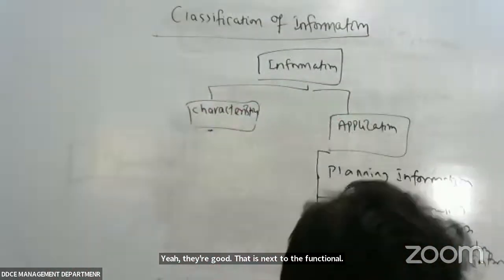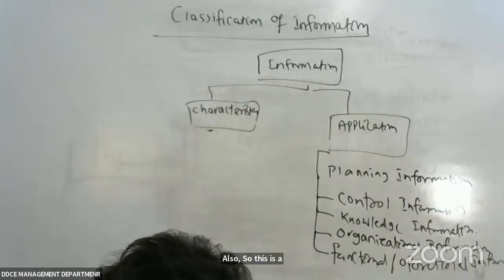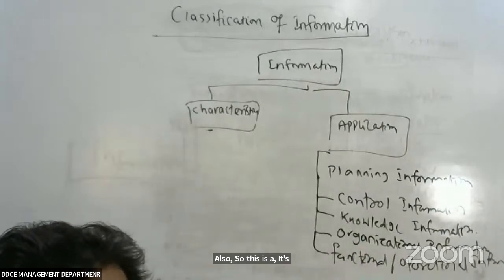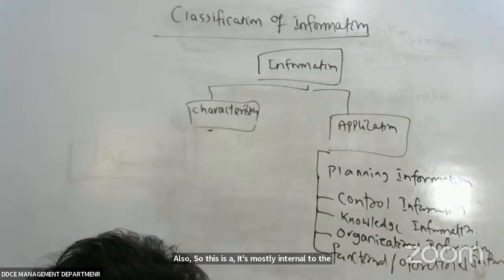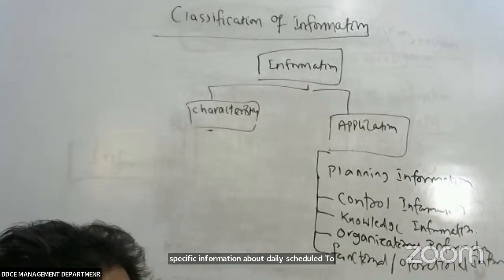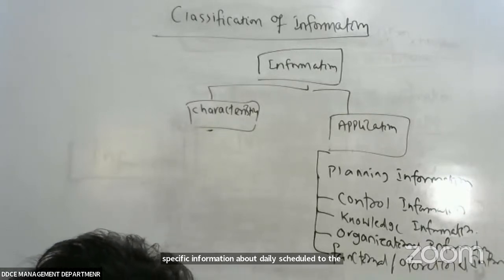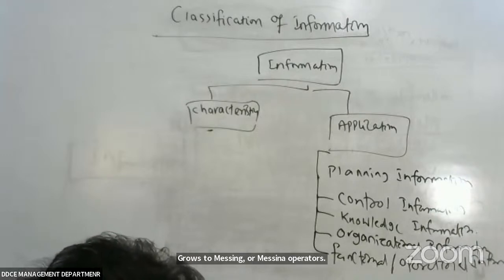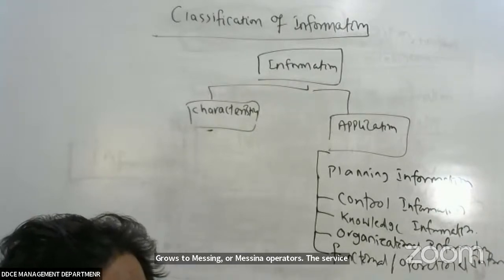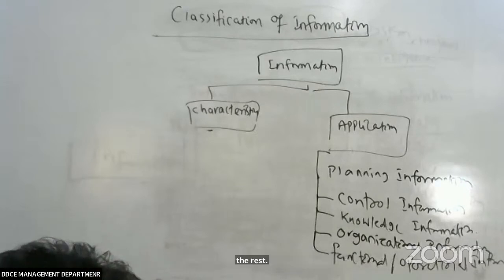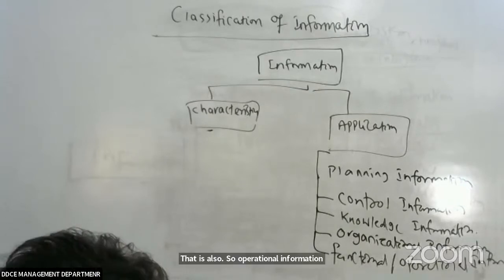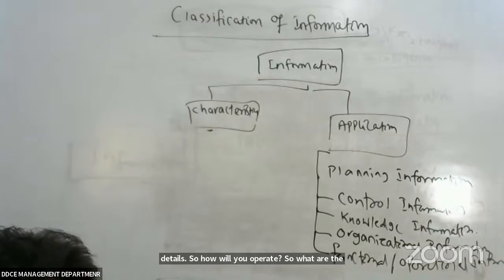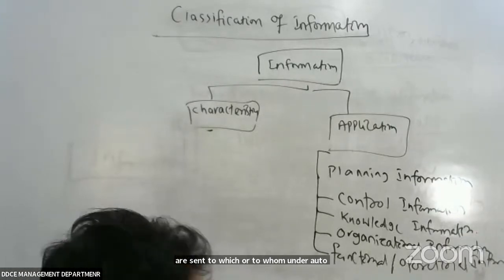Functional and operational information is mostly internal to the organization. Internally, what is to be discussed? Specific information, for example the daily schedule to the detailed job assignments, either jobs to machines or machine operators. In a service-oriented business, it will be the duty roster of various personnel. So operational information means internal details: how we will operate, what jobs are assigned to whom or to which machine. All those things refer to operational information.